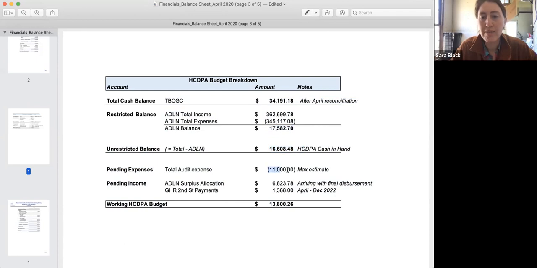And we know that we haven't received an invoice yet from our 2021 audit, but the peak that they estimated for us was about $11,000. We also know that in the coming final disbursement for the ADLN, which will include the funding for the Housing Trust Fund and other things, per the plan that the ADLN team approved, we were going to zero out the admin and programming line that was dedicated in the grant plan.